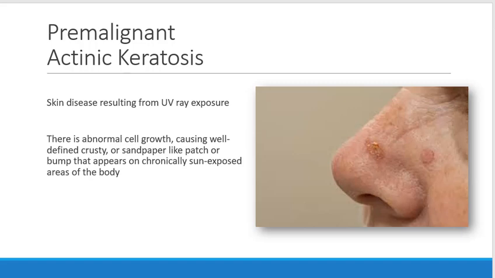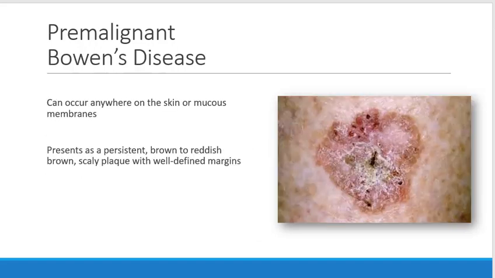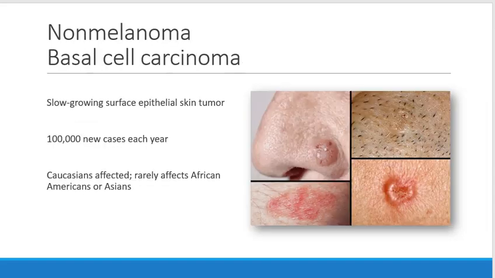Actinic keratosis. This is a skin disease resulting from UV ray exposure. There is abnormal cell growth causing a well-defined crusty or sandpaper-like patch or bump that appears on chronically sun-exposed areas of the body. Bowen's disease is another pre-malignant state, can occur anywhere on the skin or mucous membranes, and presents as a persistent, brown to reddish-brown scaly plaque with well-defined margins.